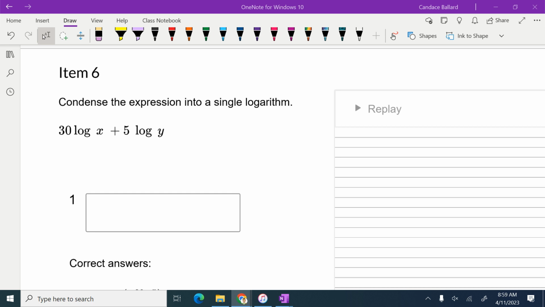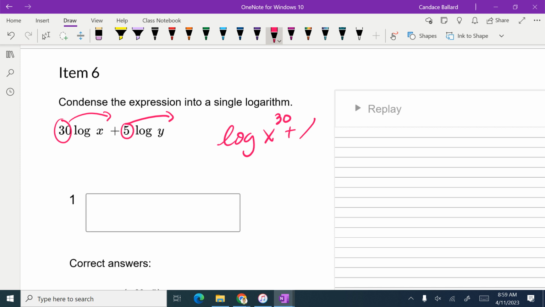Okay, let's condense this. We're supposed to condense into a single logarithm. I'm going to reverse the order I do things. I'm going to put exponents up first. So I'm going to take the 30 and put it up as an exponent and the 5 up as an exponent. So log of x to the 30th plus log of y to the 5th.